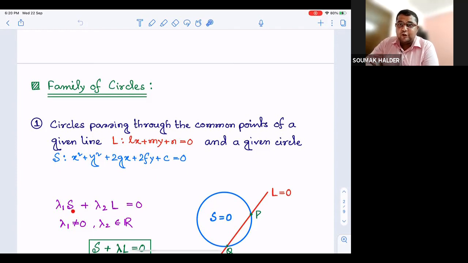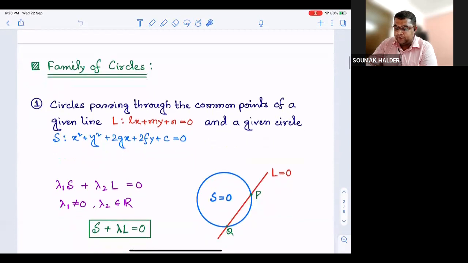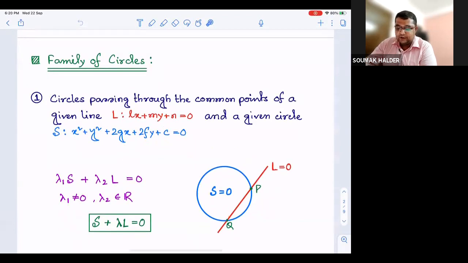S was satisfying all the conditions of a circle: no xy term, and the coefficient of x square and y square the same. So even if we multiply it with lambda 1, this will be true. So lambda 1 S plus lambda 2 L is equal to 0 will give us such an algebraically found second degree polynomial equation in two variables x and y, which satisfies the necessary conditions of representing a circle. So all the circles which can be passing through P and Q, these common points, for them we can follow this restriction.